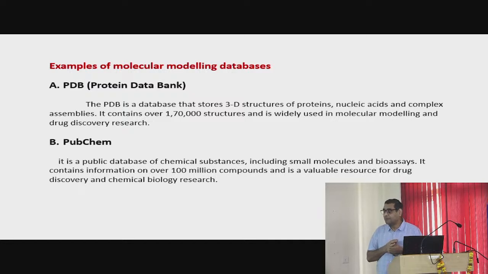Then PubChem, this is also a very common database used by many researchers, and it contains small molecules and bioassays. Bioassays are very important when you talk about drug discovery. So you can get bioassay information, and it has over 100 million compounds, and it's a valuable resource for drug discovery and chemical biology research. Chemical biology is another important branch.